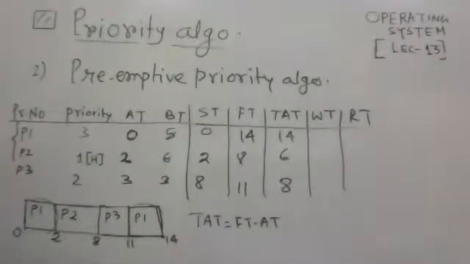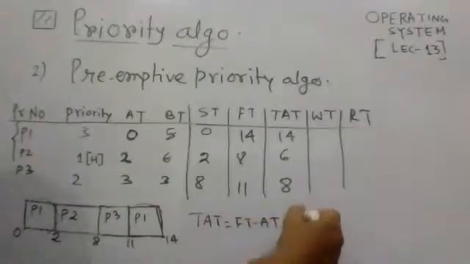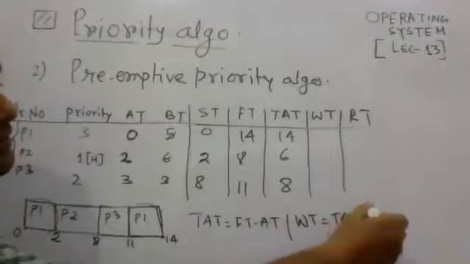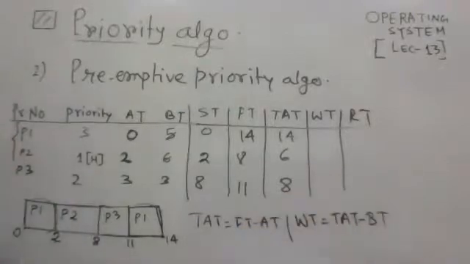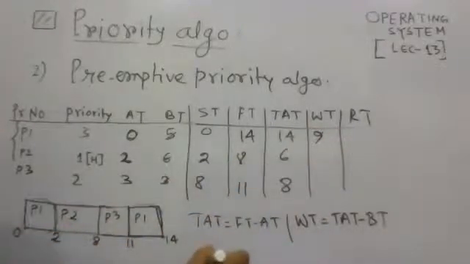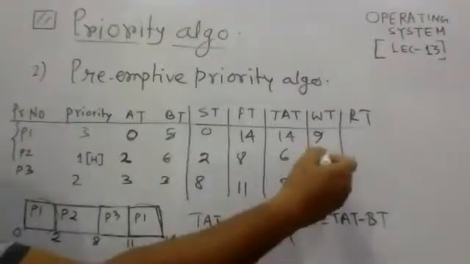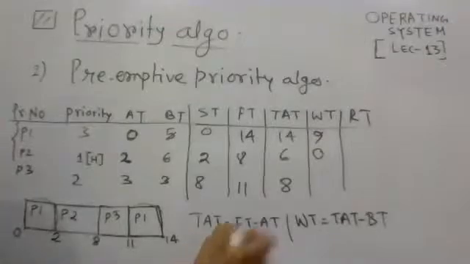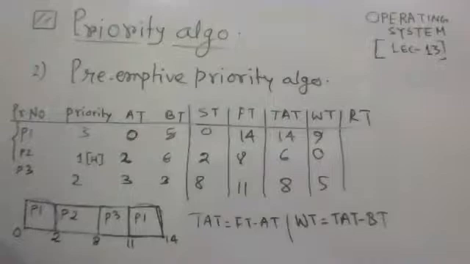Now waiting time. We know the formula for waiting time: waiting time is equal to turnaround time minus burst time. So for P1, turnaround time 14, burst time 5, so it is 9. For P2, turnaround time 6, burst time 6, so this is 0. For P3, turnaround time 8, burst time 3, so this is 5. So this is the waiting time.